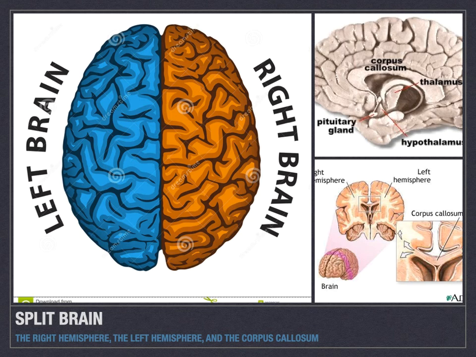Now, unfortunately, the hemispheres are not blue and orange, right? That would be like, I guess, if you were a Silver Creek fan or something like that. But no, they're not blue and orange. They're kind of that grayish brown color that you see in the picture in the upper right. But this picture does a nice job of showing you how the brain is split up.